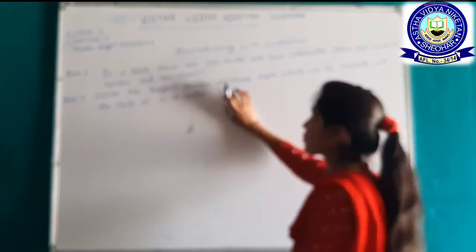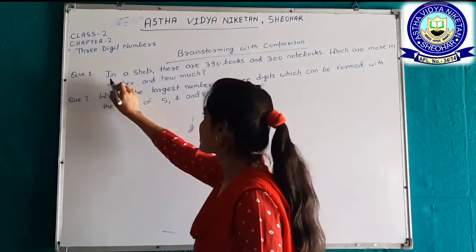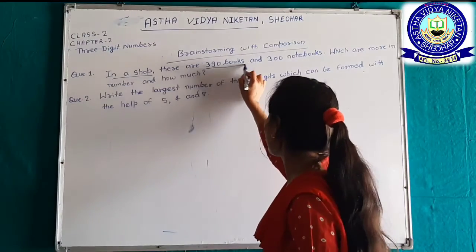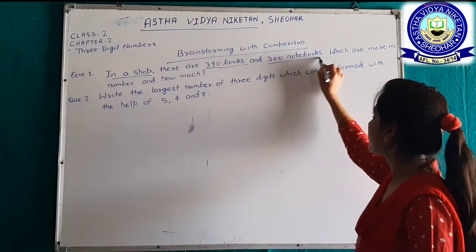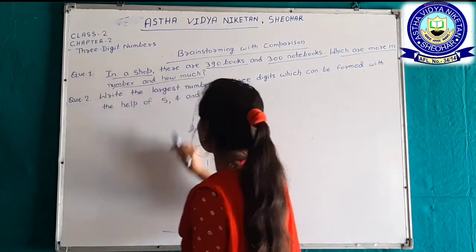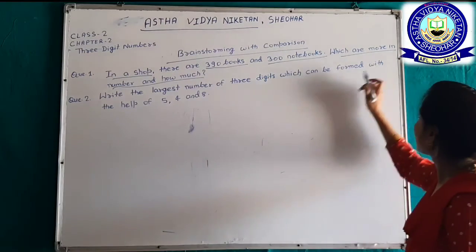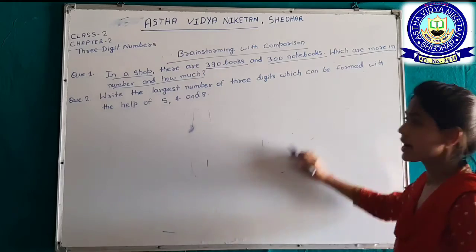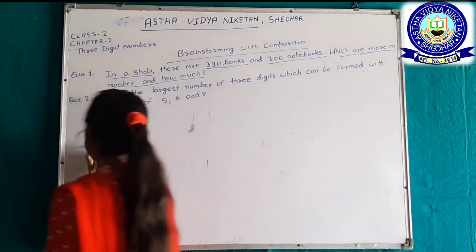Some brainstorming questions. First question: in a shop there are 390 books and 300 notebooks. Which are more in number and how much? You have to find out which are more in numbers and how much. Let's see the solution.